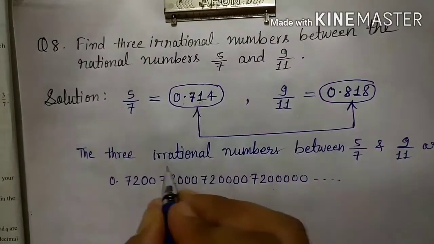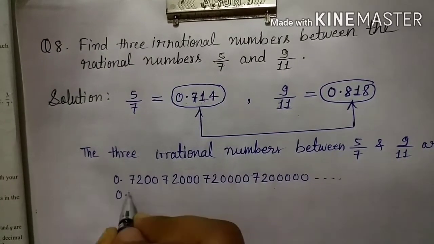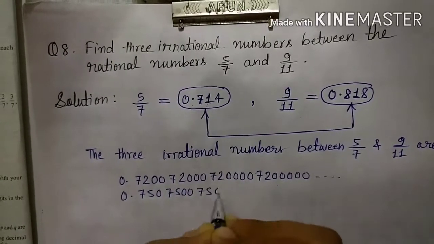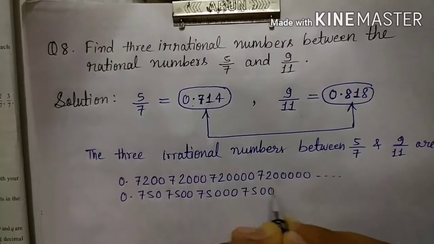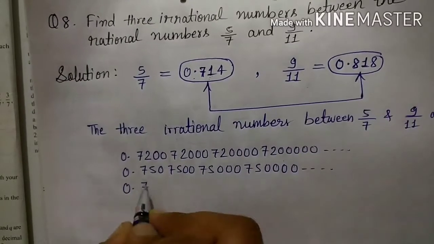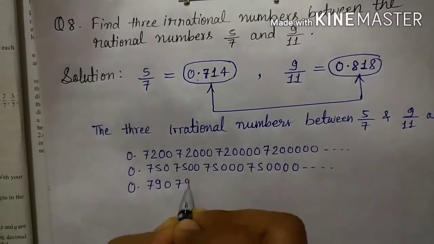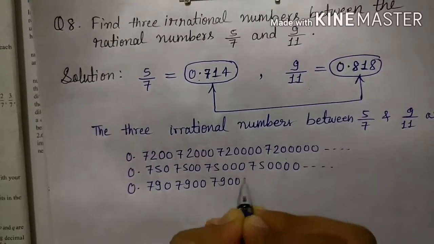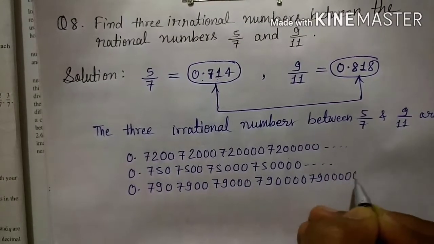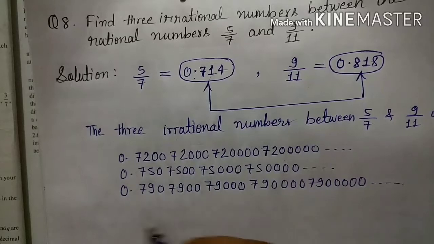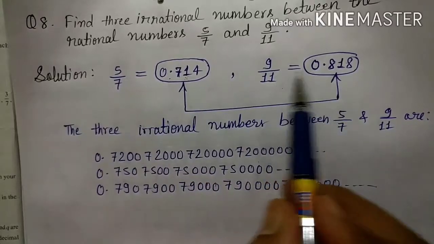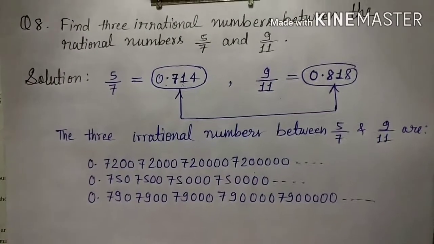One more we have to find out, because we have to find 3. So after 72, 73, 75 we can take 0.750, then 0.7500, then 0.75123, then 0.7512340 and so on. One more we can take near to 81: we can write 0.79, 0.7900, 0.79000, 0.791234 and so on. So these three are irrational numbers which are coming between 5/7 and 9/11. In this way we have solved this question.